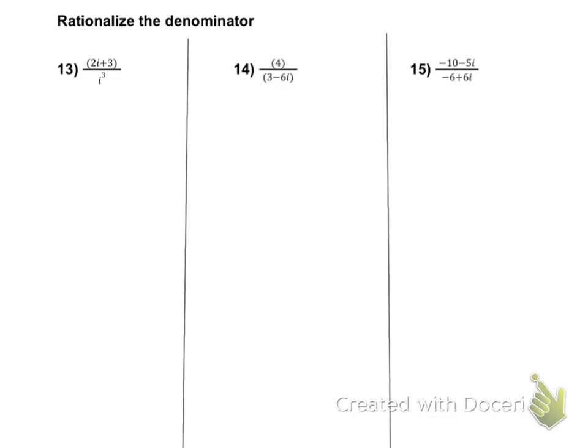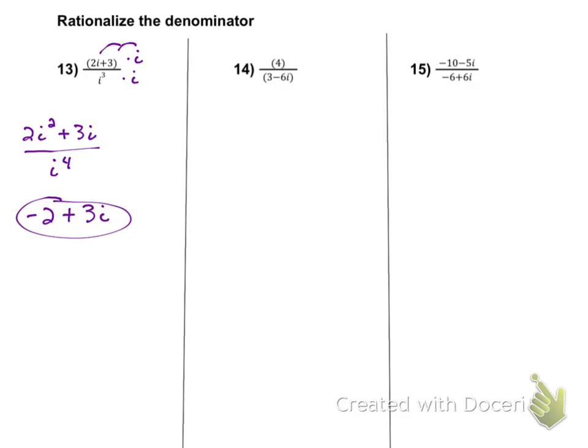I need to get rid of the radical in the denominator. So if I just multiply by i, that'll make the denominator i to the 4th, which makes the denominator 1. So I'll just distribute the numerator. 2i squared plus 3i over i to the 4th, which would become negative 2 plus 3i. i to the 4th is 1, so that's what we got there.